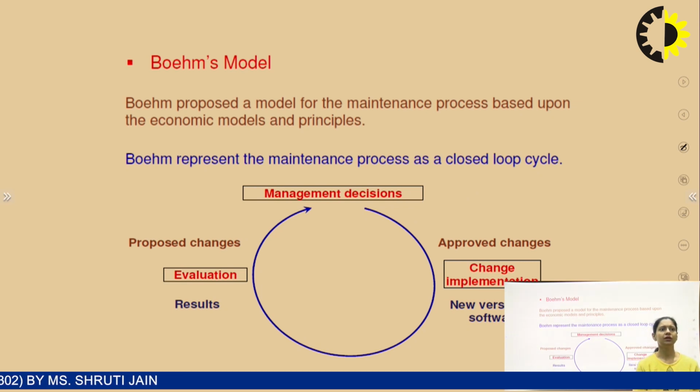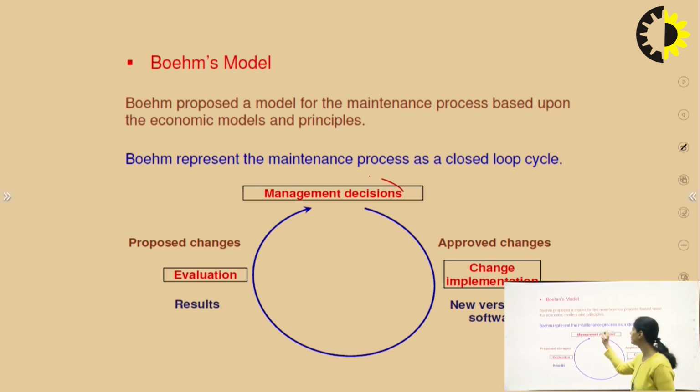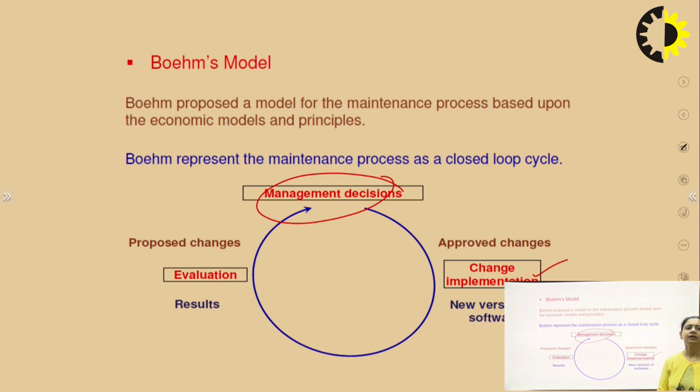Boehm proposed a model for the maintenance process based upon the economic models and principles. So here, the first one is the management decision. The management decides where all the changes need to be made. Once the changes are approved, those changes are implemented. That results in a new version of the software.